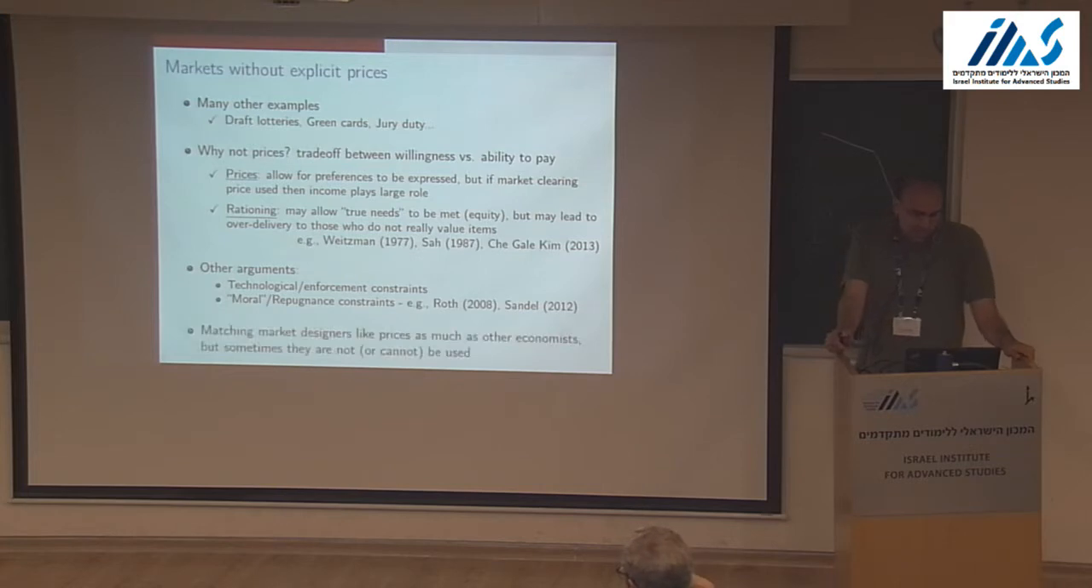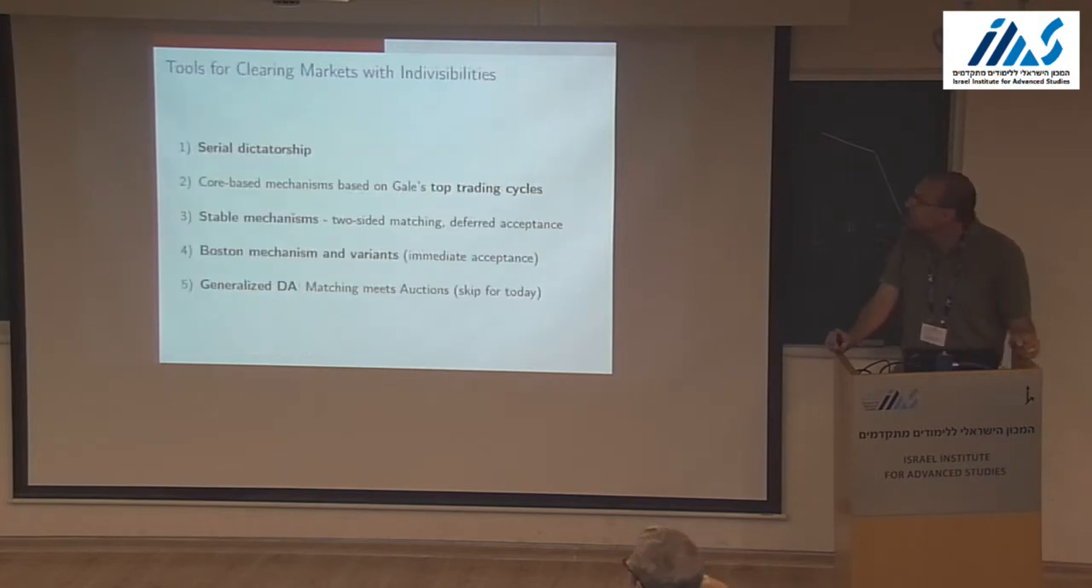Our starting point is we like prices in the literature on matching markets, but sometimes they are not used or cannot be used. So let's try to understand what we can say in a set of models without prices. That's going to be my agenda for the lecture today. I'm going to introduce several key canonical mechanisms in markets where there are indivisibilities and prices may not exist, and we'll be building on these mechanisms in the subsequent lectures.